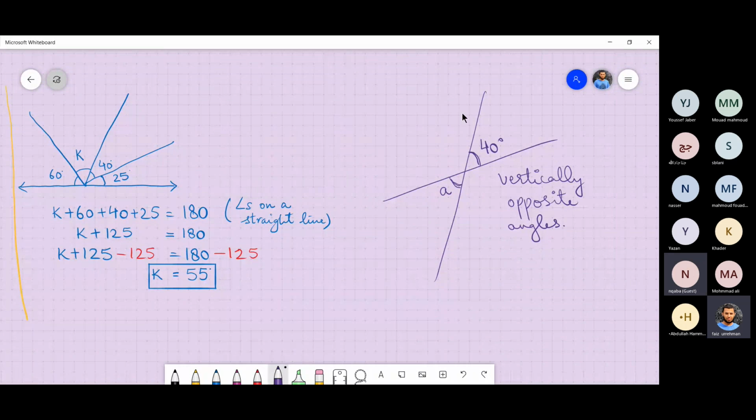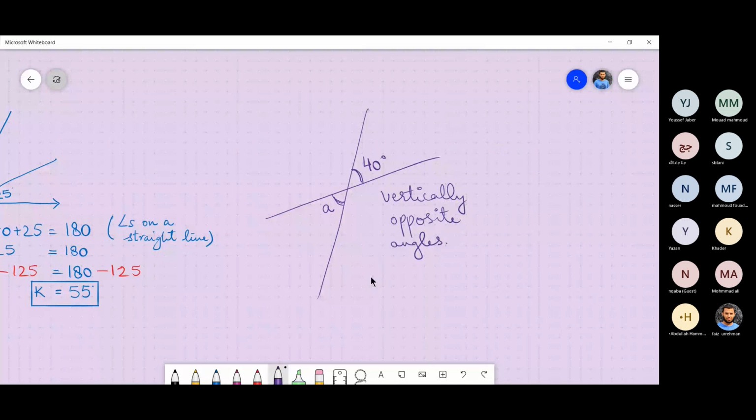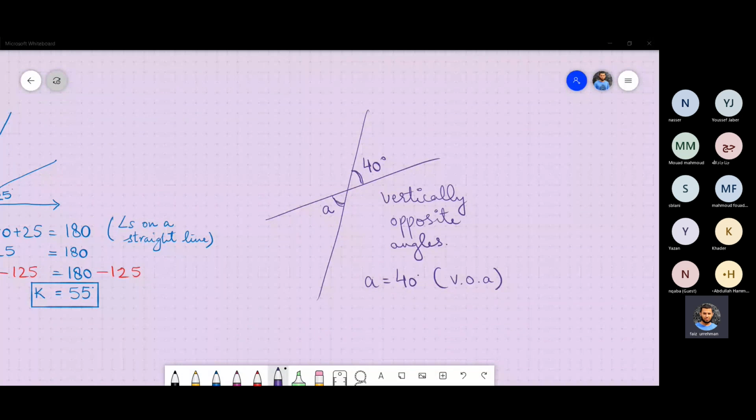So you can write this property: vertically opposite angles. So A will be 40 degrees by the property of VOA, vertically opposite angles. Now I will bring the questions from the book and we will try to solve. Okay, the difficult ones. I will not give the easy ones now. I will give the hard ones.